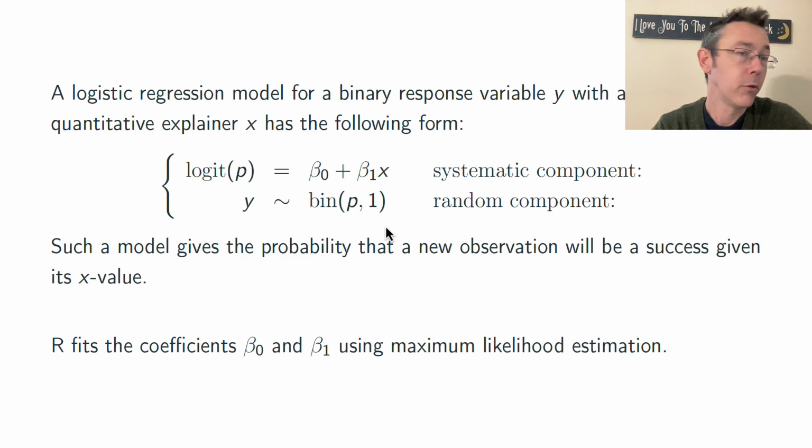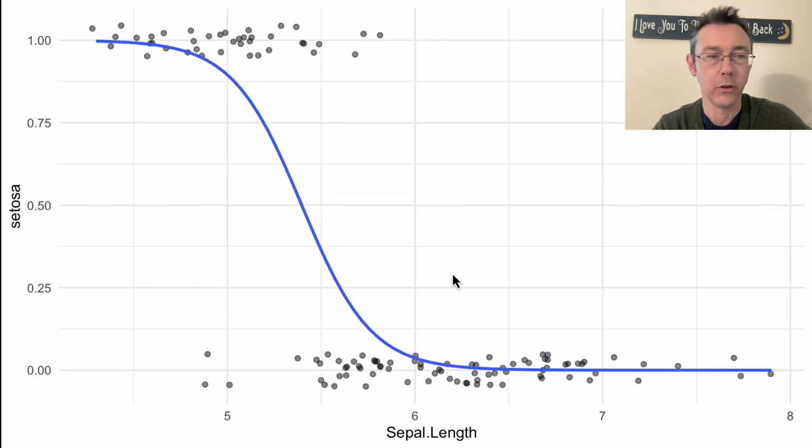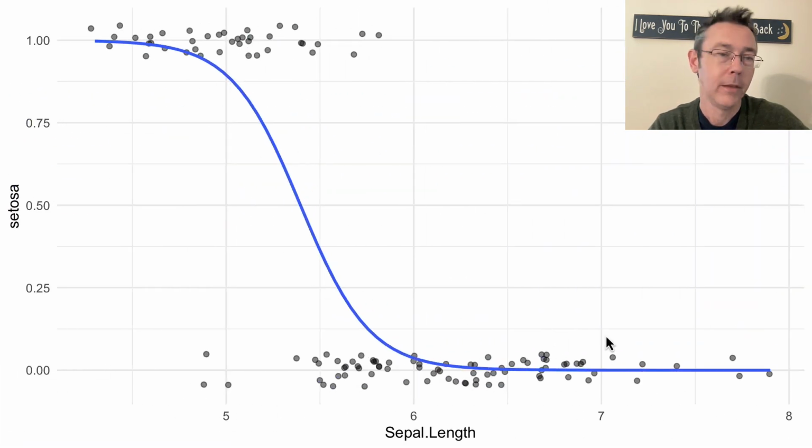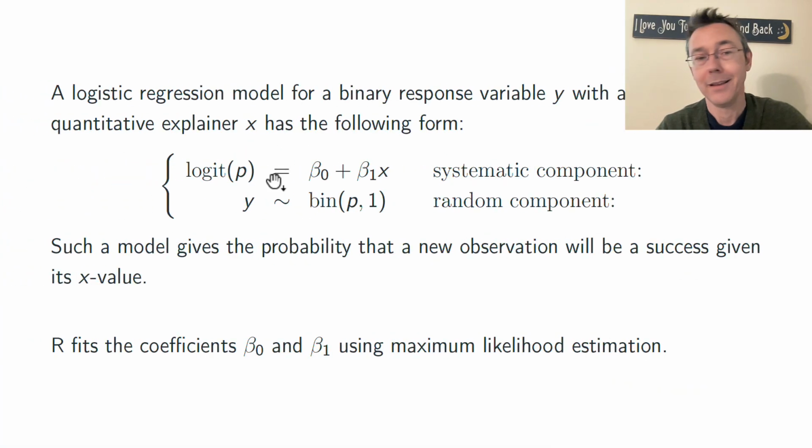A logistic regression model is modeling a binary response. Call it y. So in this case, y is the setosa variable. I'm going to do a single quantitative explainer, just sepal.length, but there's nothing special that says you have to just have one quantitative explainer. You can also have categorical ones using dummy variables, and you can have multiple variables in here just by adding additional terms to this systematic component. So the systematic component is the equation of this curve that we were just looking at, right? We're actually wanting to find this. And that equation is going to be modeled by this formula.